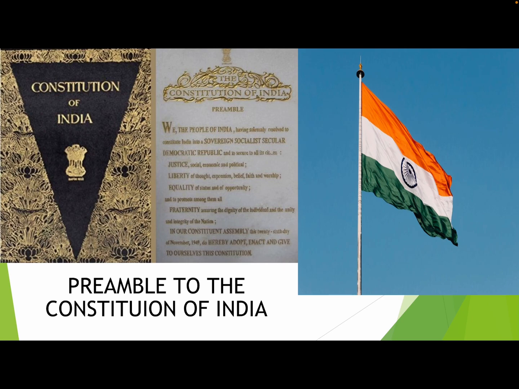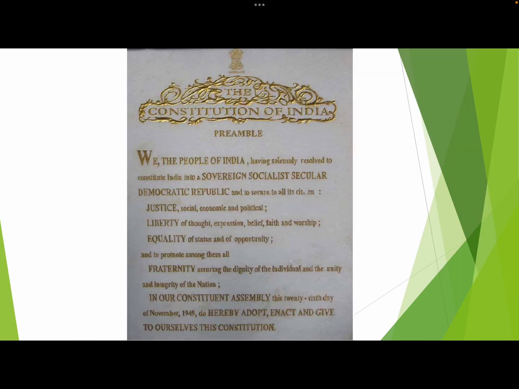So as you see on the screen, you can just see the Preamble. We can observe it very closely. We, the people of India, having solemnly resolved to constitute India into a sovereign, socialist, secular, democratic republic, as well as we will pursue justice, liberty, equality, and fraternity. So this is what the preamble mentions. We will discuss one by one further.